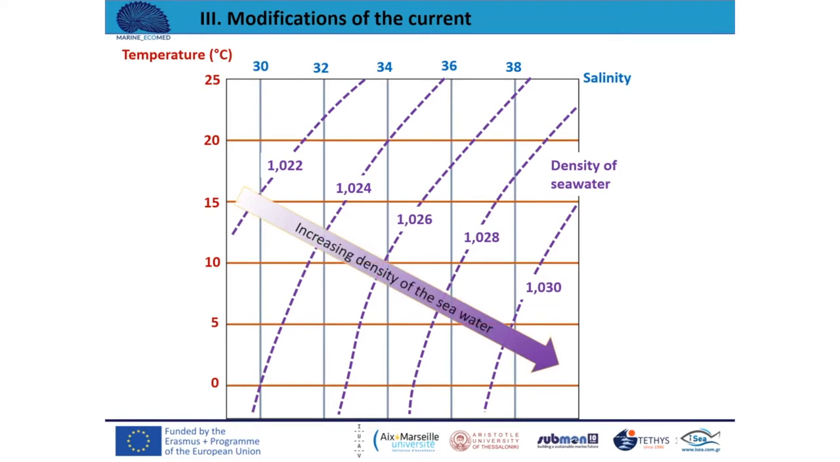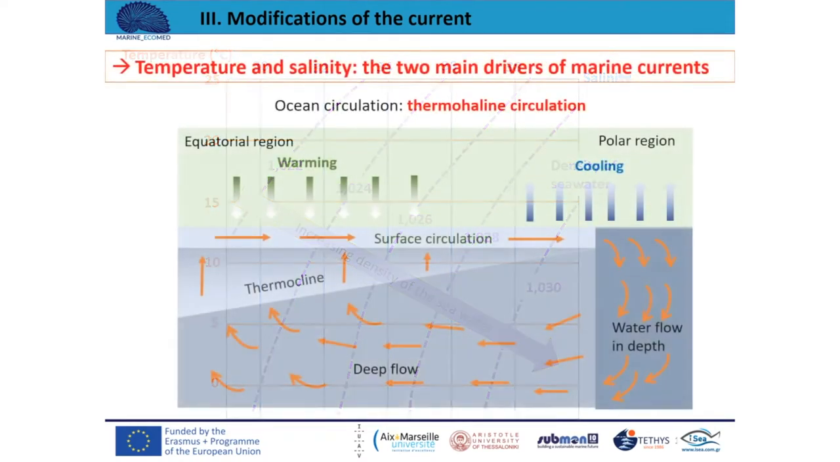Cold and salt water is more dense than warm and fresh water. In a general way, the warmer surface waters flow northward from the equatorial region to polar ones. In the north, the warm seawater loses heat to the atmosphere and sinks. Denser cold water flows in depth. The cold, dense water flows southward in a deep current.